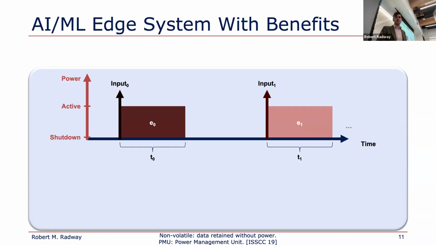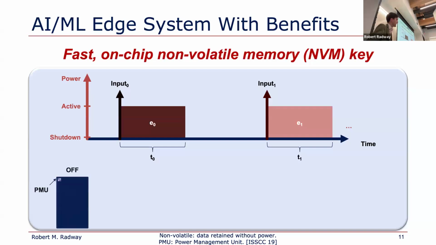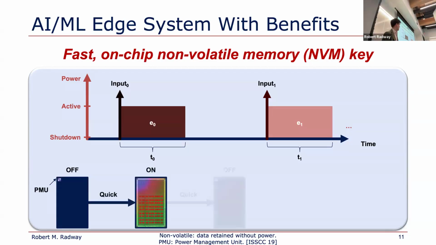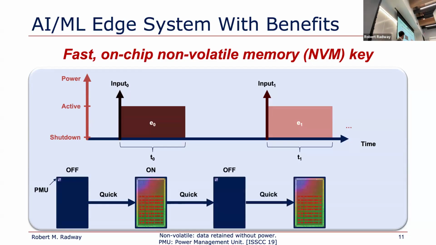So there's this trade-off space. Ideally, what we want to figure out is how to build a system where I have just a small amount of the chip on. When I get an input, I quickly turn on the whole chip. Then when I'm done processing, I turn everything off and just repeat this process. I want to do this quickly, so I need to make sure that this on-off is very fast, that it doesn't consume much energy, and that through this shutdown, I'm able to retain the machine learning weights.